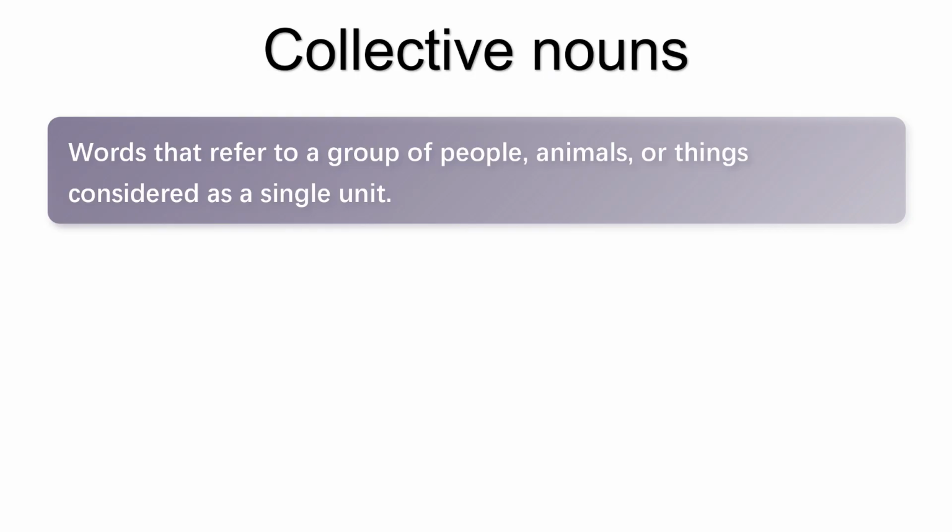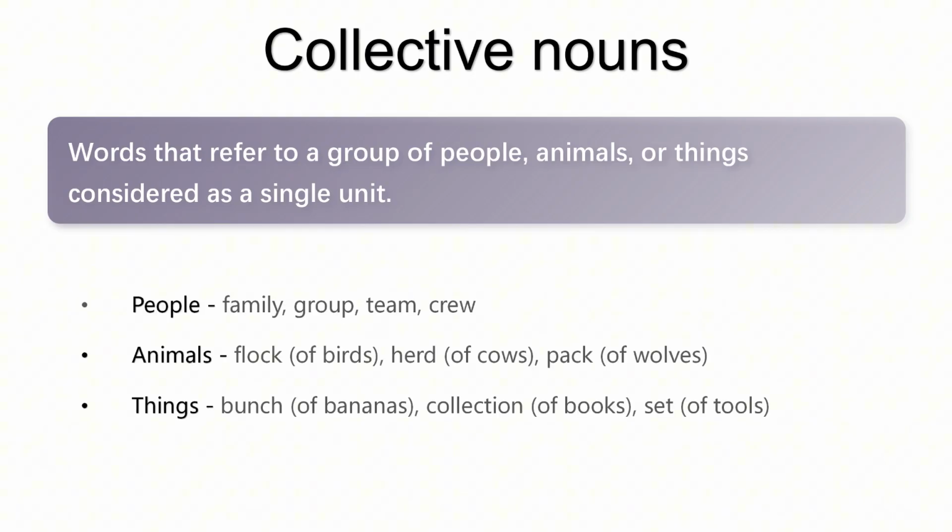Some common examples of collective nouns include people: family, group, team, crew. Animals: flock of birds, herd of cows, pack of wolves. Things: bunch of bananas, collection of books, set of tools.